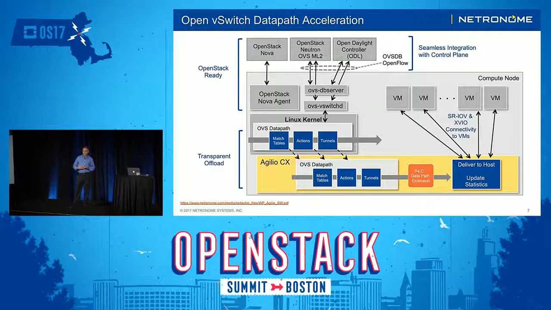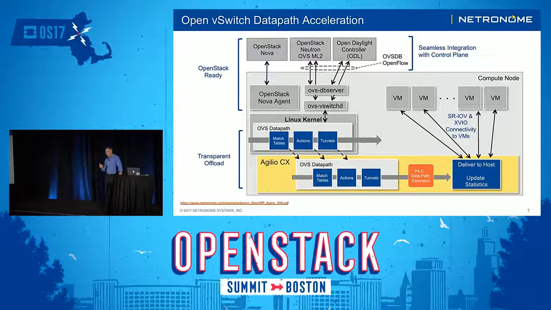And so if a packet comes in, it hits our cache. It's then matched. If we notice what the match is, we take the appropriate action, we do the appropriate tunnel encap decap, and we send it directly to the virtual machine. But if you notice, that data path does not go up into the server itself. It does not go up into the CPU.